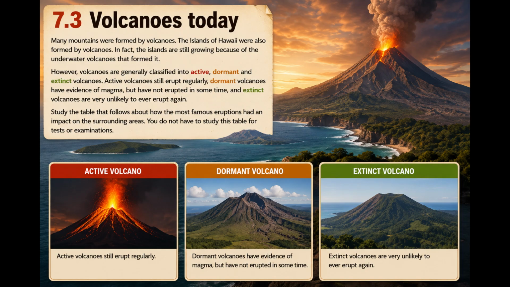However, volcanoes are generally classified into active, dormant, and extinct volcanoes. Active volcanoes still erupt regularly. Dormant volcanoes have evidence of magma, but have not erupted in some time, and extinct volcanoes are very unlikely to ever erupt again. Study the table that follows about how the most famous eruptions had an impact on the surrounding areas. You do not have to study this table for tests or examinations.